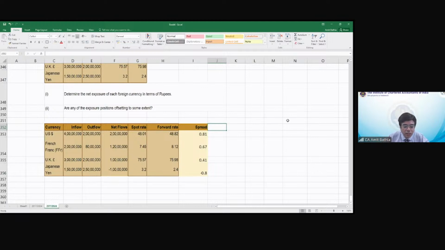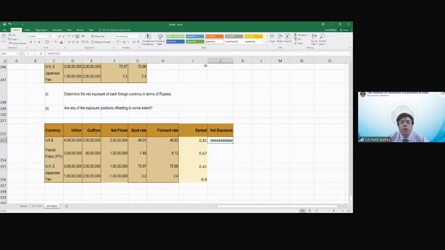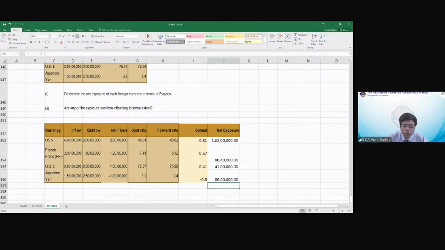So now what I need to calculate is net exposure, right? So what is my net exposure? Net exposure is going to be my net flows multiplied by the spread. Then I do the summation. Now do the total of the 4. So I find my net exposure is positive for me to the extent of 3,63,40,000 rupees. So this is my net exposure. Determine the net exposure of each foreign currency in terms of rupees. So we have found for each currency, and then we have also done the total, right?